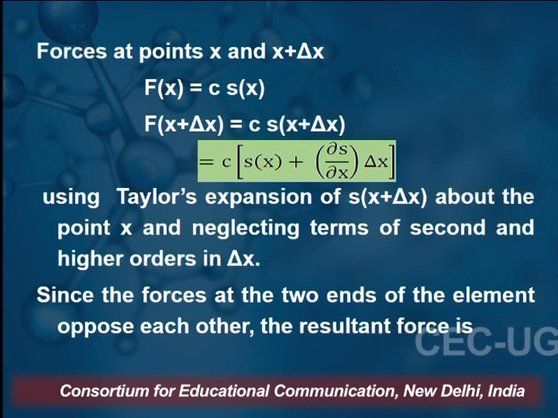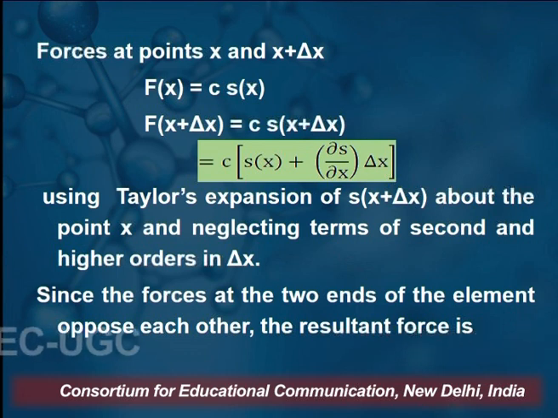The force at point x plus delta x will be C into S at x plus delta x. This I can write as C into Sx plus del S by del x into delta x. This I have obtained by using a Taylor series expansion of S at x plus delta x, and I have neglected the second order and higher order terms. Only the first order term is taken. So, F at x plus delta x will be given by C times Sx plus del S by del x into delta x.